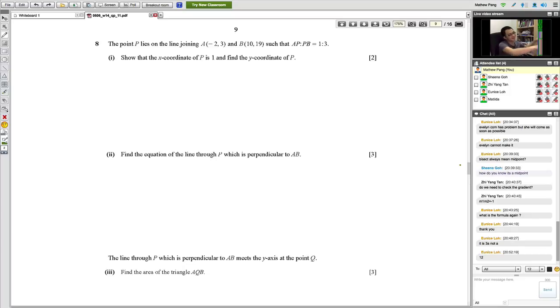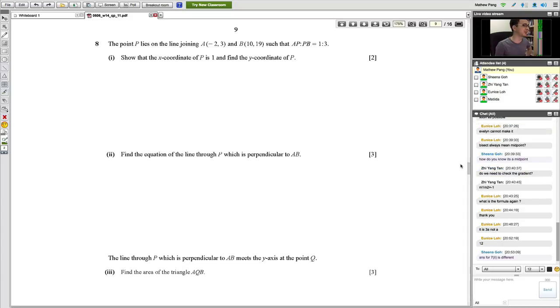So far, question 1 to 7. Anything want to ask? I say question 1 to 7. So no questions. Okay, then we'll continue. Question 8. Question 8 is a geometric coordinates.